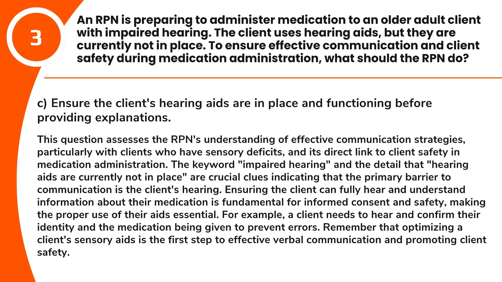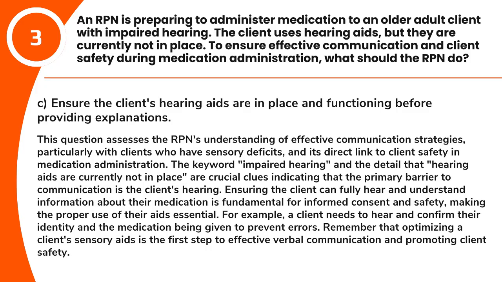Answer: C. Ensure the client's hearing aids are in place and functioning before providing explanations. This question assesses the RPN's understanding of effective communication strategies, particularly with clients who have sensory deficits, and its direct link to client safety in medication administration. The keyword impaired hearing and the detail that hearing aids are currently not in place are crucial clues indicating that the primary barrier to communication is the client's hearing.